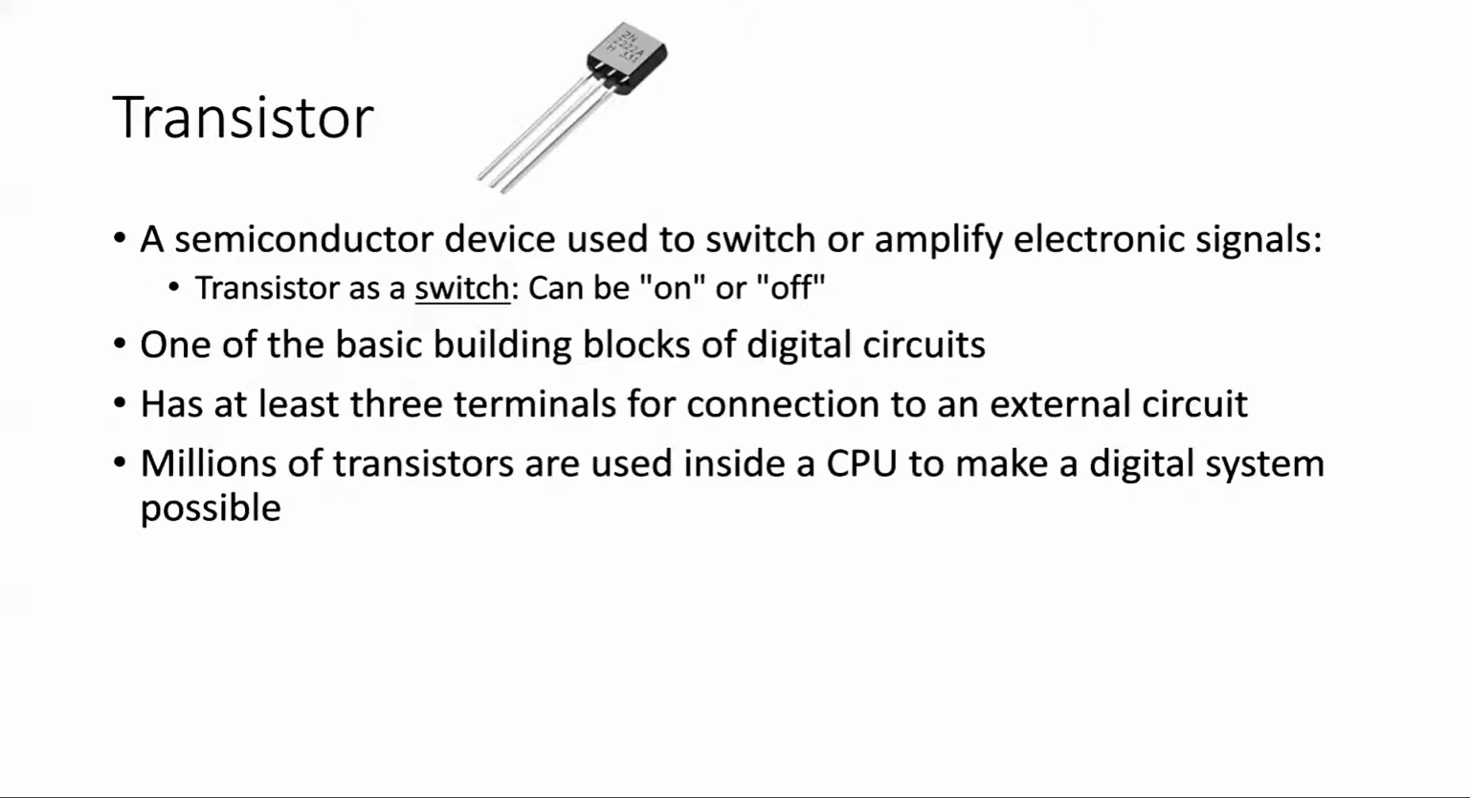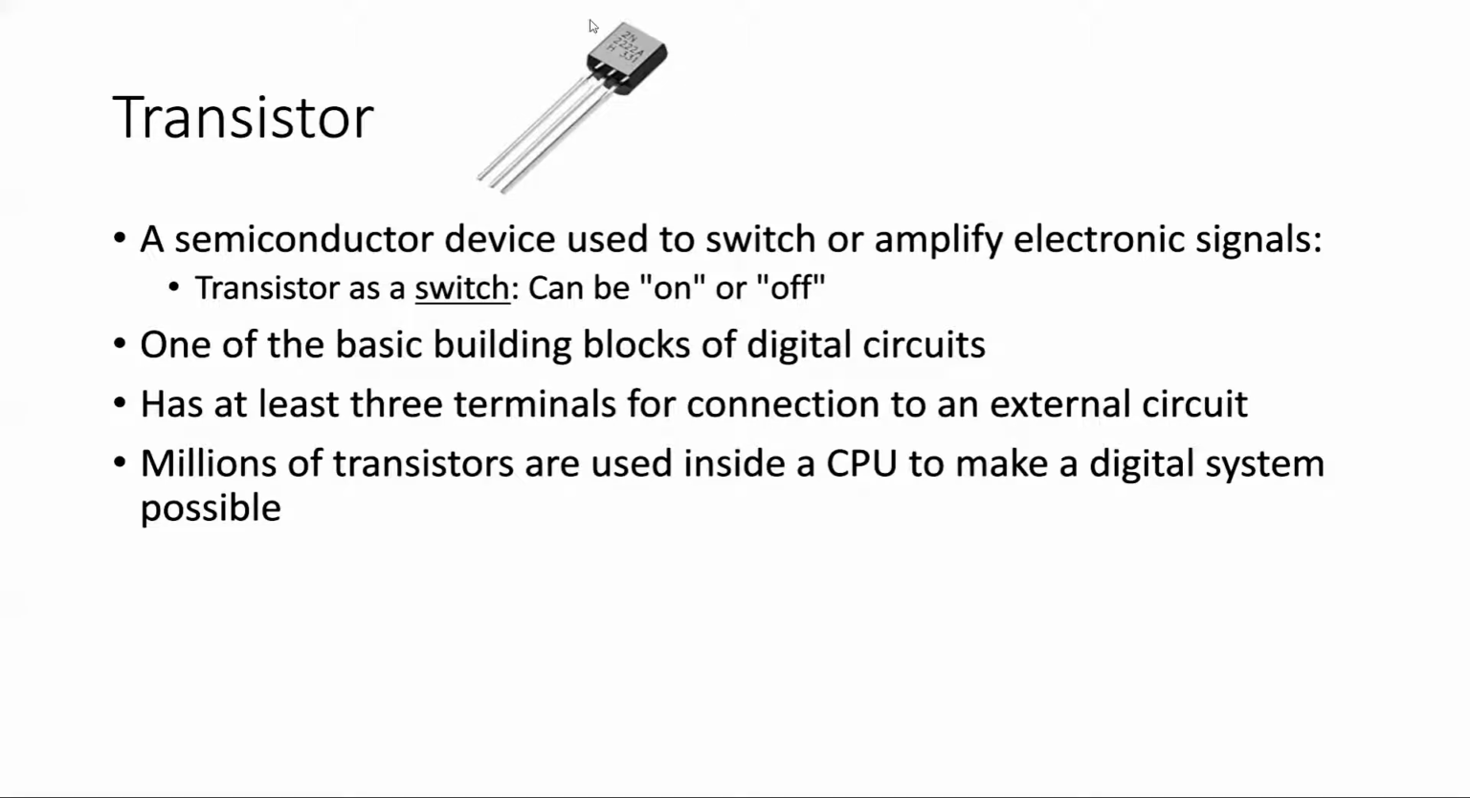So let's review what a transistor is. A transistor is a semiconductor device that can have two roles. It can either switch or amplify electronic signals. In this course, we just talk about the role of transistors as a switch. When a transistor acts as a switch, it can be on or off. Transistors are the basic building block of all digital circuits. Nowadays, CPUs have millions of transistors inside.